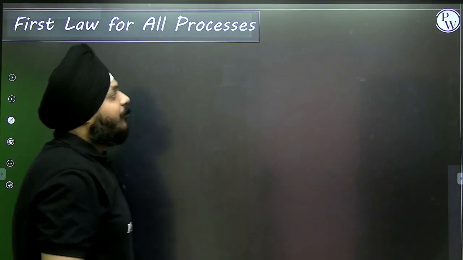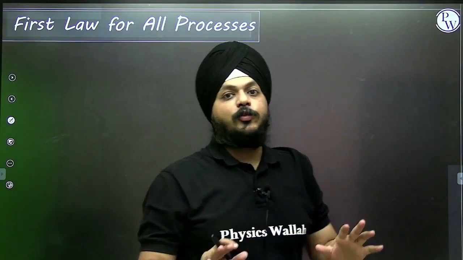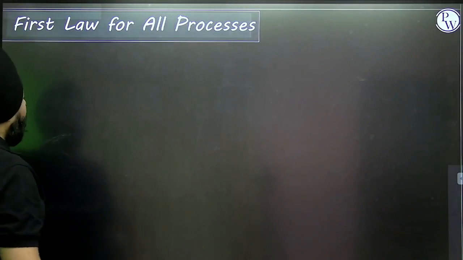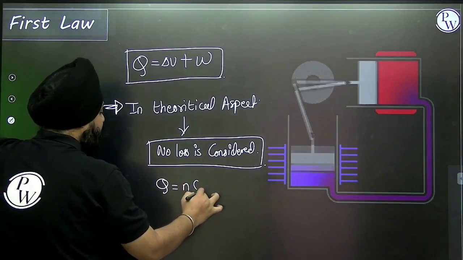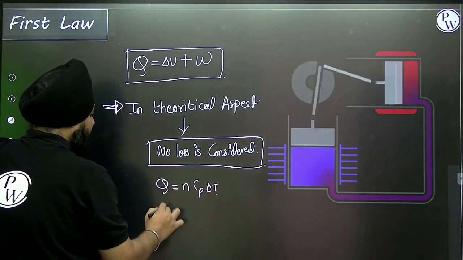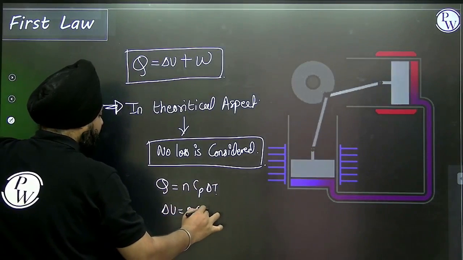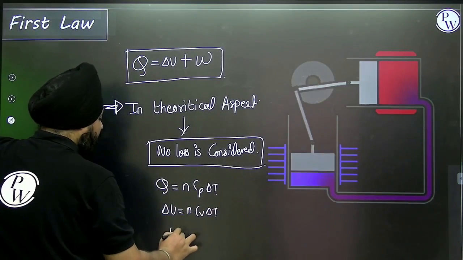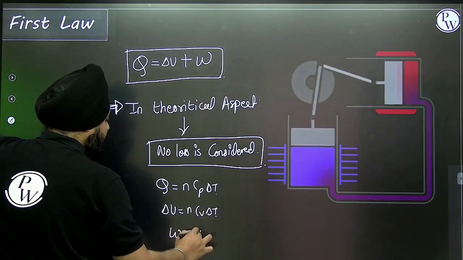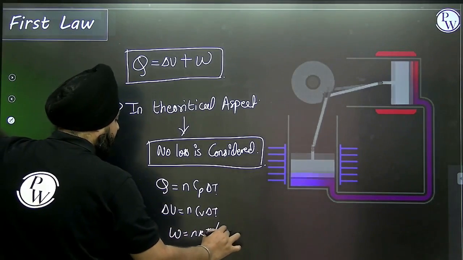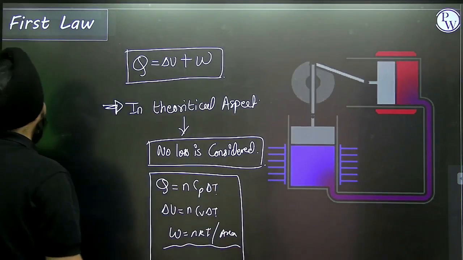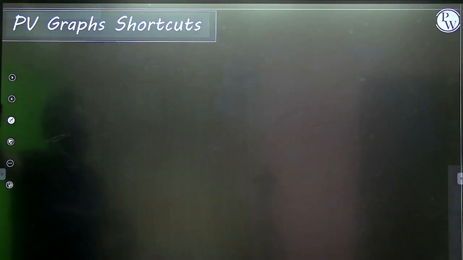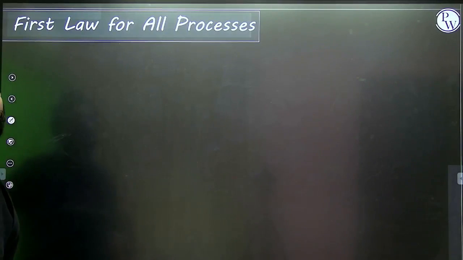Now, how can we define the first law of thermodynamics for all of those processes? If I want to write down this equation, then we can write Q as nCp delta T, delta U as nCv delta T, and work done depends on whether it is nRT or the area under the graph, lots of things are there. So through this we are going to define the first law of thermodynamics for all processes.